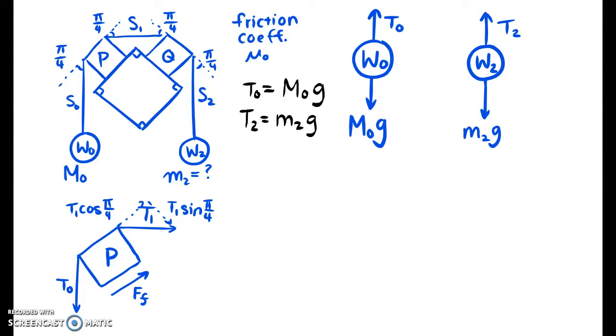Similarly, T0 can be split into two components. The parallel one we'll call T0 cosine of pi over 4, and the one perpendicular to the surface will become T0 sine of pi over 4.